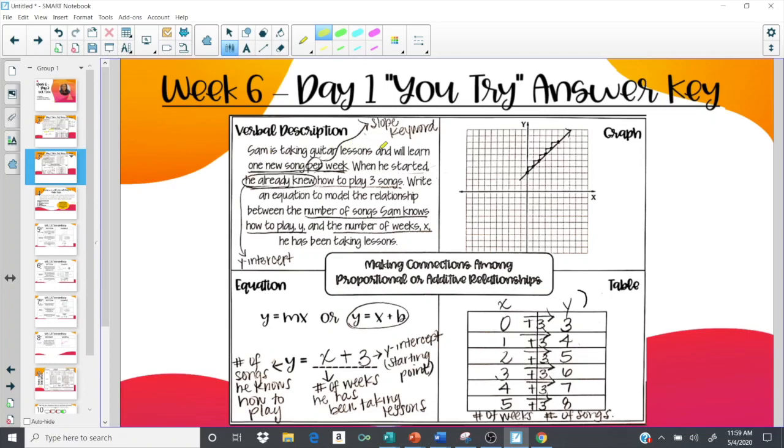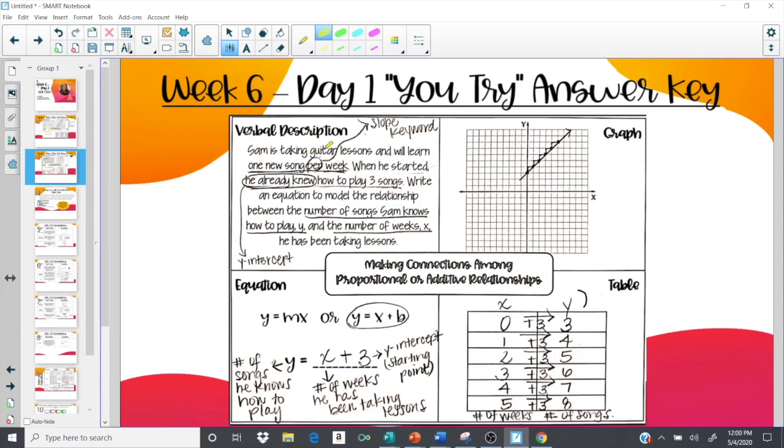Sam is taking guitar lessons and will learn one new song per week. When he started, he already knew how to play 3 songs. Write an equation to model the relationship between the number of songs Sam knows how to play, Y, and the number of weeks, X, he has been taking lessons.